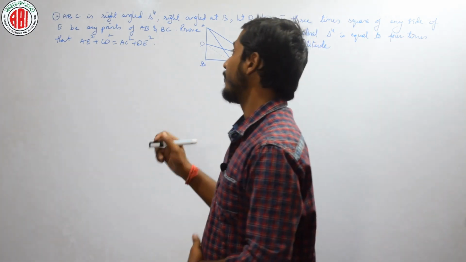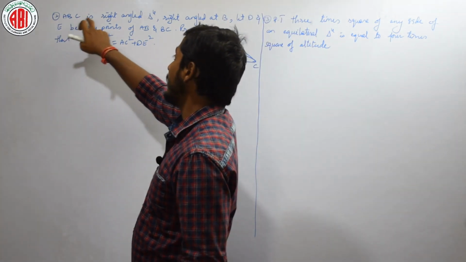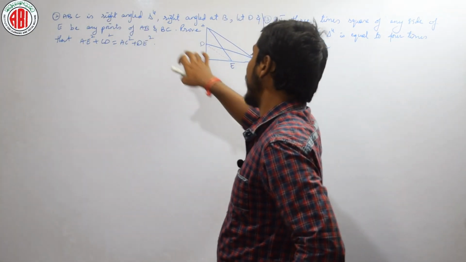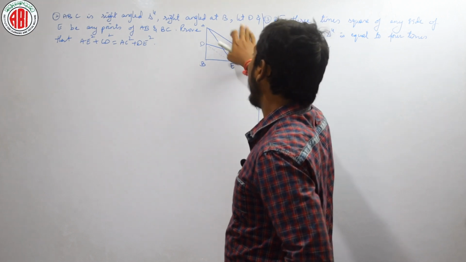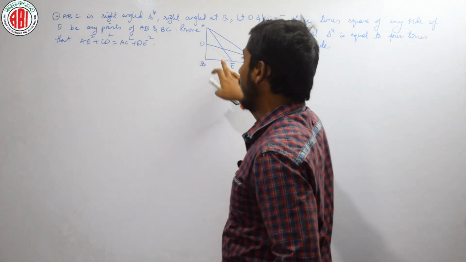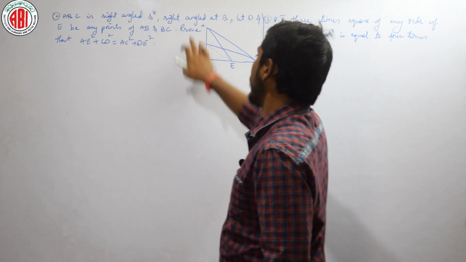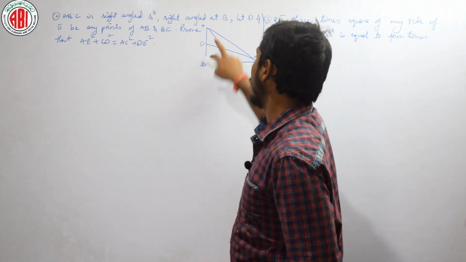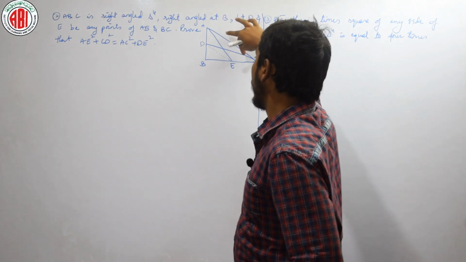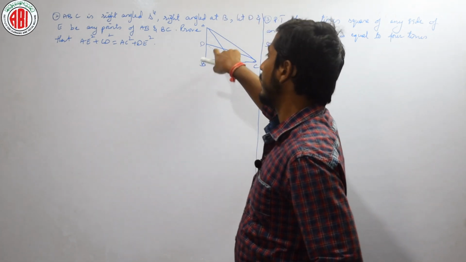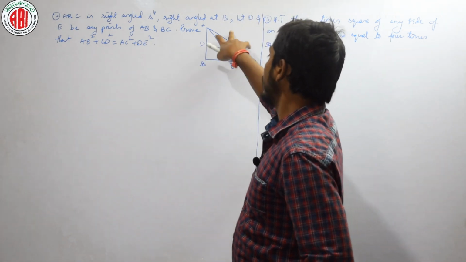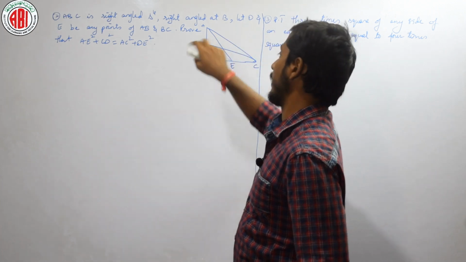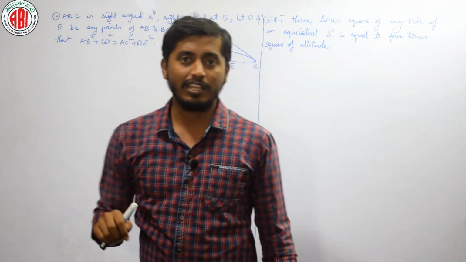See here, the question given is: ABC is a right angled triangle, right angled at B. Let D and E be any points on AB and BC. Then we are asked to prove AE square plus CD square is equal to AC square plus DE square. Is it okay? Shall we do it?